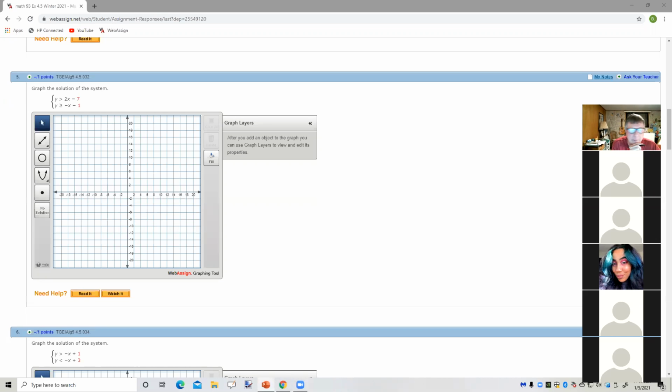These both happen to be in slope-intercept form already, so I'm going to take advantage of that, because that'll save me some time. And really, what I'm trying to show you here is not so much how to get the answer algebraically, but rather how to graph it once you have the answers, okay?